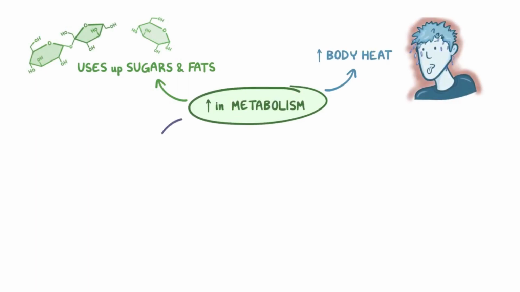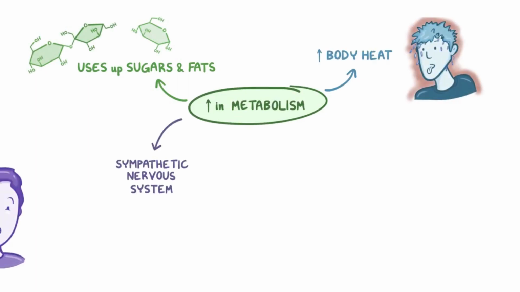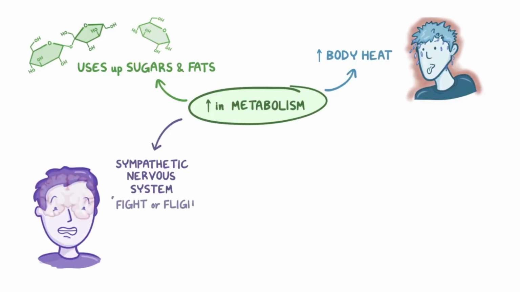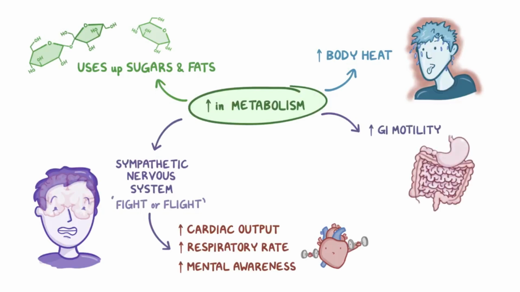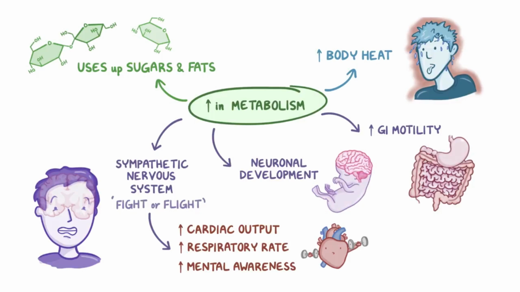Thyroid hormones also help activate the sympathetic nervous system, which is responsible for the fight-or-flight response. This increases heart rate and cardiac output, respiratory rate, and mental alertness. Thyroid hormones also increase the gastrointestinal or GI motility, and they are necessary for normal neuronal development in growing fetuses and young children.